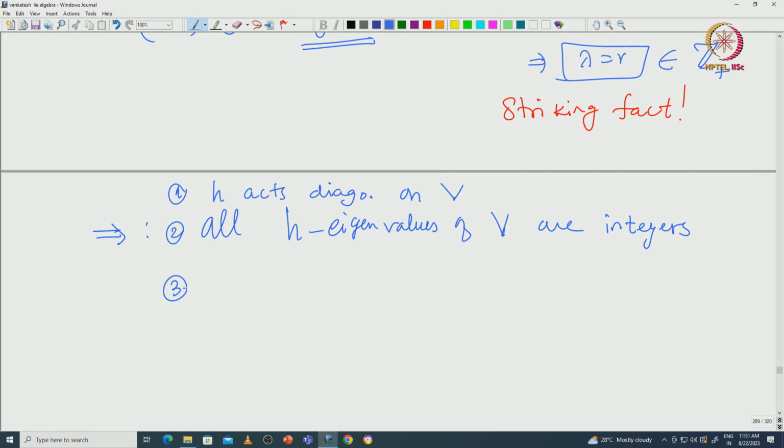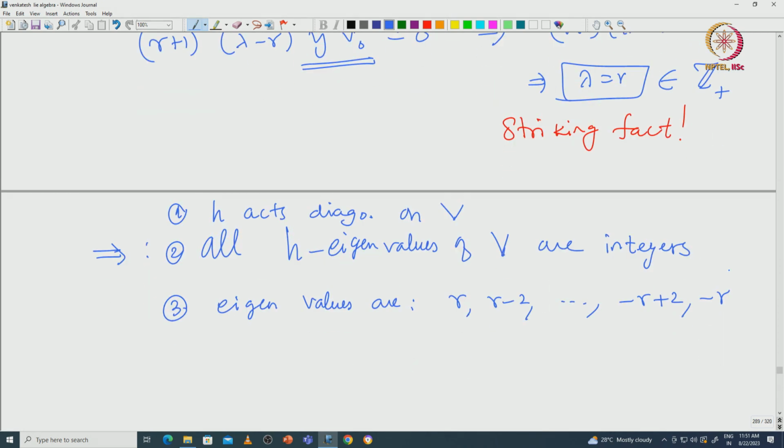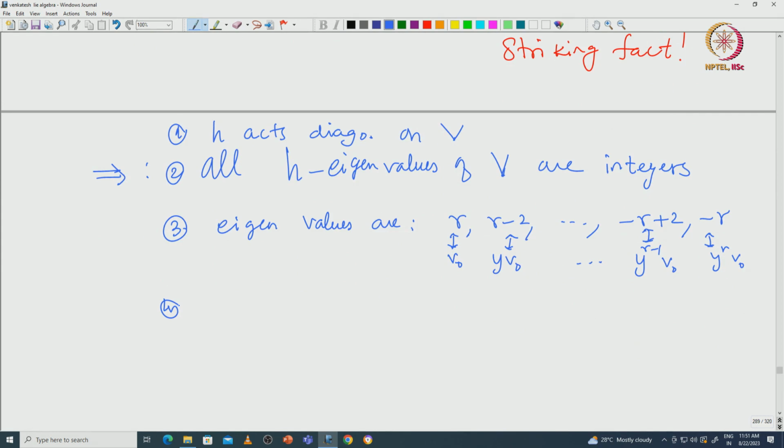The third thing is the eigenvalues also can be listed. So, the eigenvalues are r, r minus 2 and so on up to minus r plus 2 and minus r, because this is corresponding to v naught, this is corresponding to y v naught and so on. This is y r minus 1 v naught, this is y r v naught. Okay, this is the correspondence. So, this also tells what the eigenspace dimensions are. So, this actually proves that all eigenspaces are one dimensional.